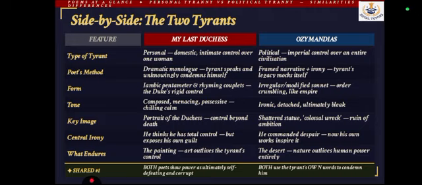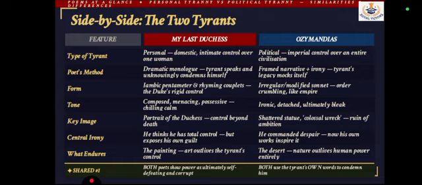Now let's see a side by side comparison of features in My Last Duchess and Ozymandias. Type of tyrant: we have the personal tyrant for My Last Duchess and the political tyrant for Ozymandias. Then the poet's method: dramatic monologue for Browning, and frame narrative and irony for Shelley. Now for form, we have iambic pentameter and rhyming couplets. And for Ozymandias, we have an irregular modified sonnet, which is order crumbling like the empire. Now for tone, we have composed, menacing, possessive for My Last Duchess, and ironic, detached, ultimate for Ozymandias.